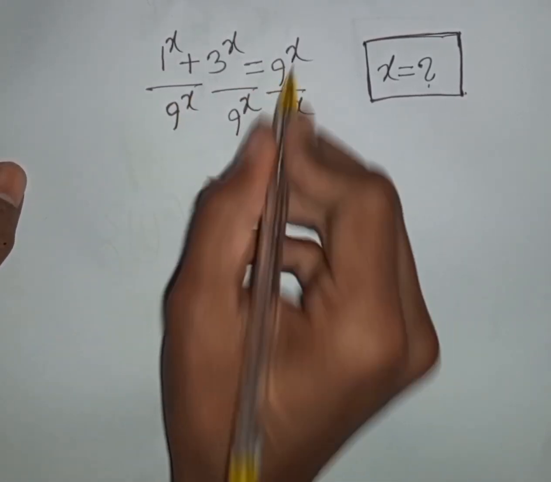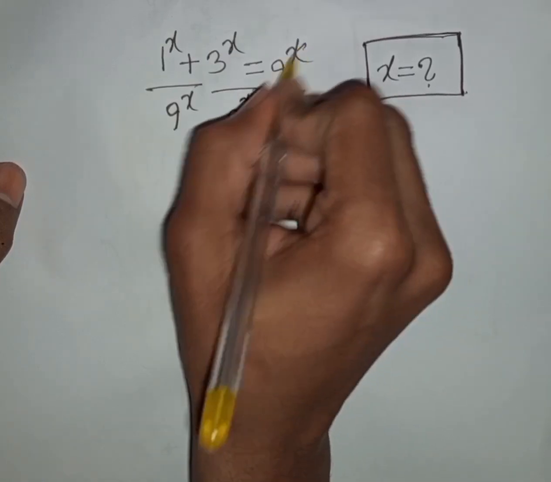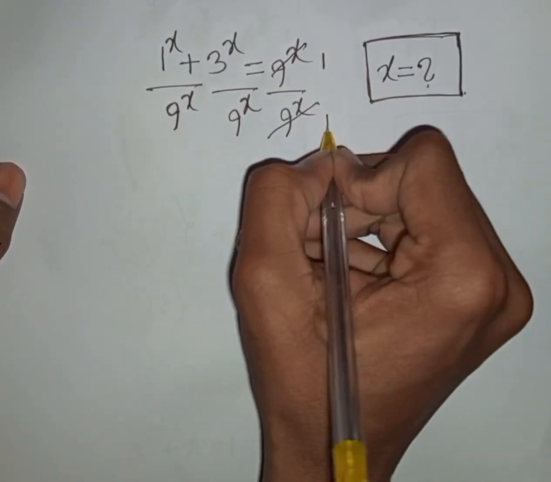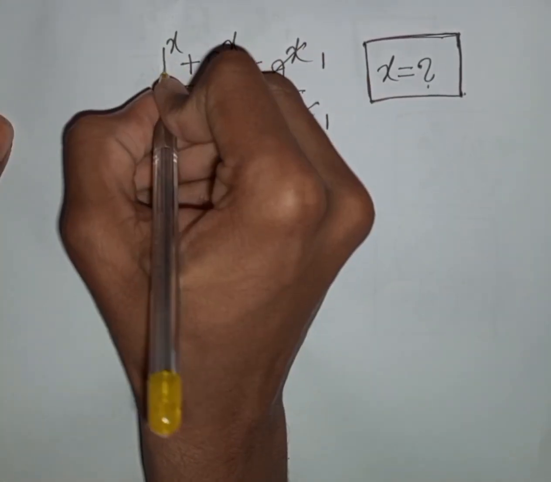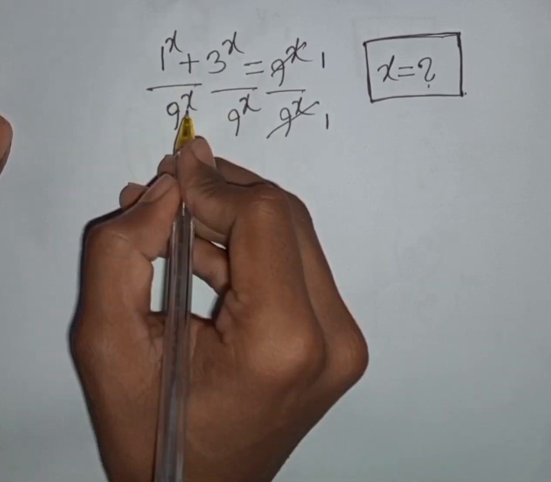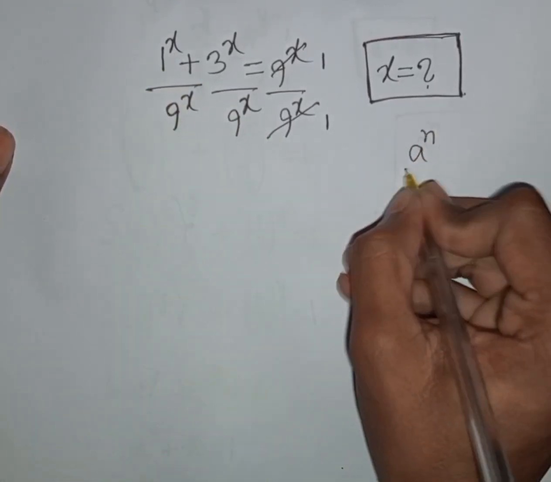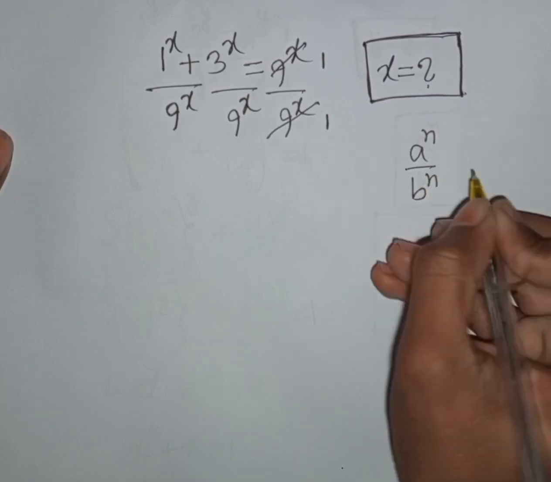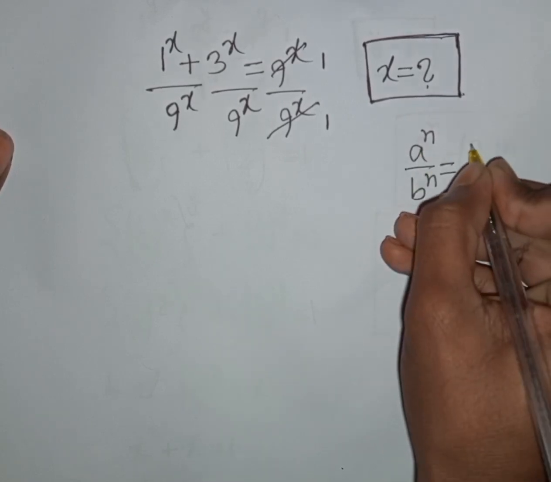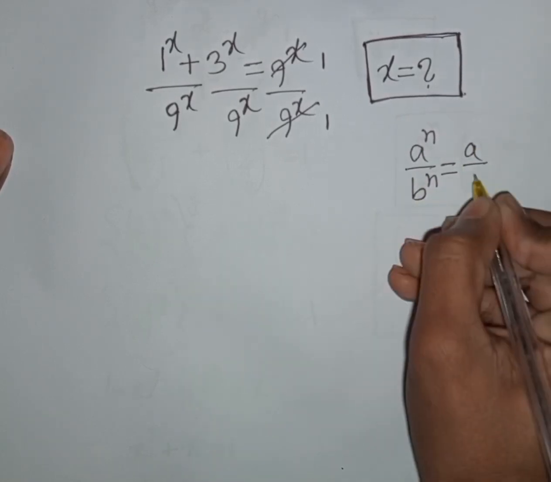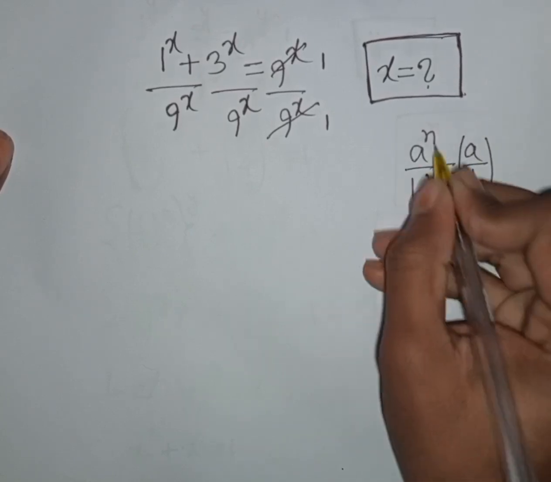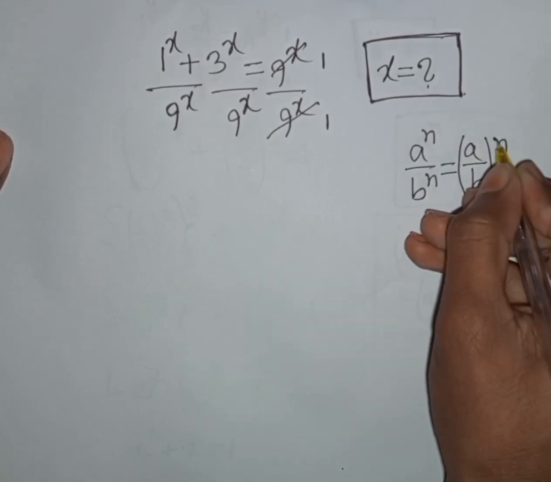Now we see this 9^x will cancel, so 1 on the right side. Now from here we see the same power x but different bases. So according to this formula, a^n over b^n is equal to (a/b) in brackets, common power n.